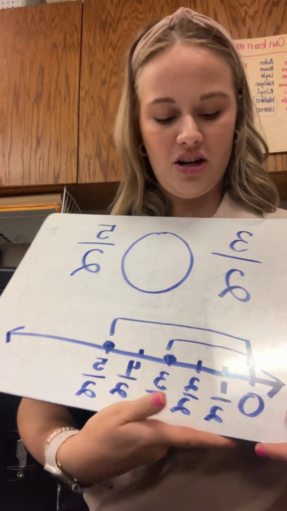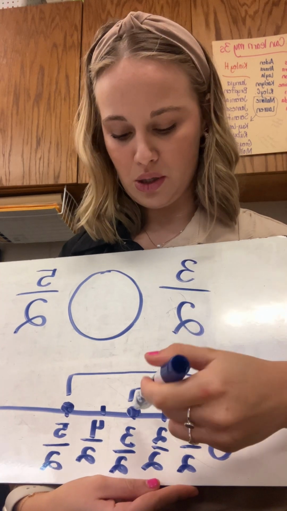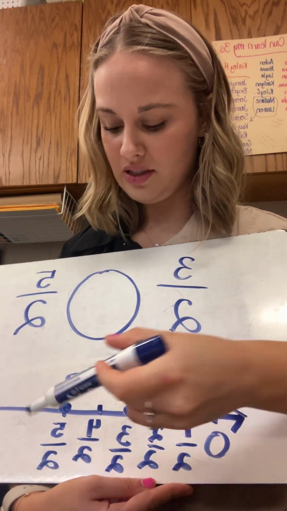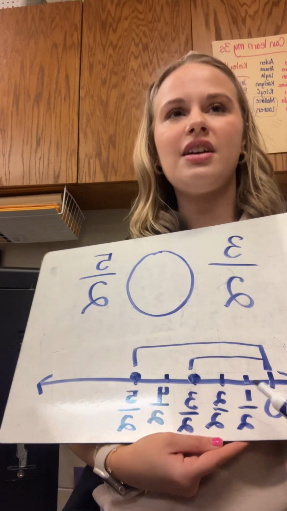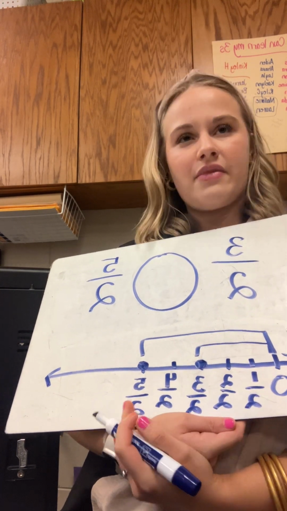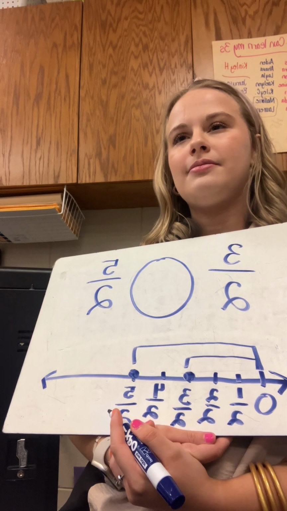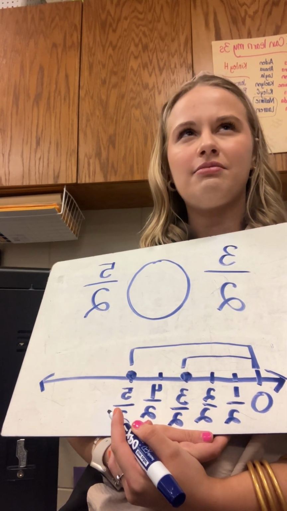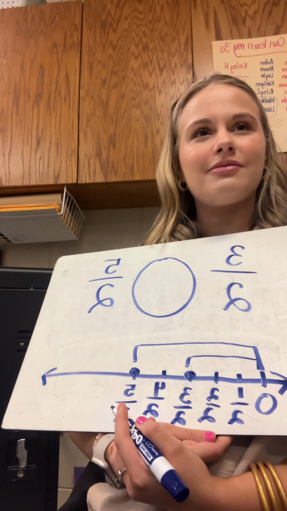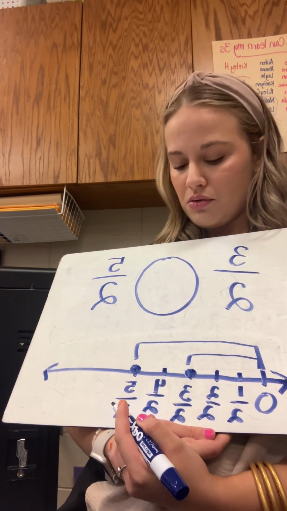Okay, so I have my number line drawn and I have my dot above 3 halves and 5 halves. So by looking at this number line, which fraction do you think is going to be the largest? 5 halves. How do you know that? Because it's farther away from the zero. Yeah, and it's more size.